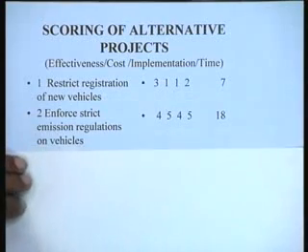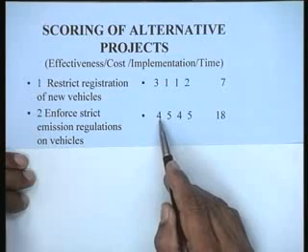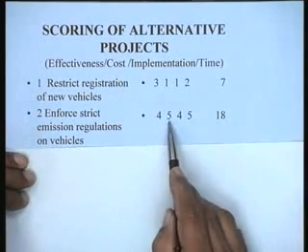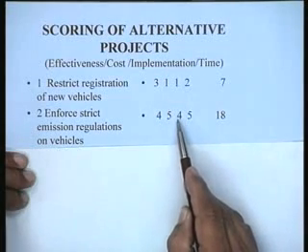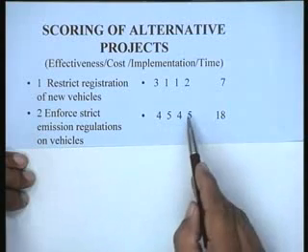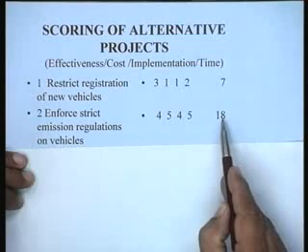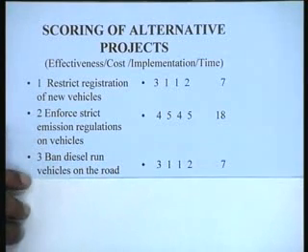Similarly, we evaluate all the projects. Enforce strict emission regulations. We feel that this is very effective. Its cost is low, so we have given a high mark here, 5. And its implementation is also relatively easy, 4. And time is, in small time you can implement this, so this is 5. So this gets a score of 18. Similarly, ban diesel run vehicles on the road.